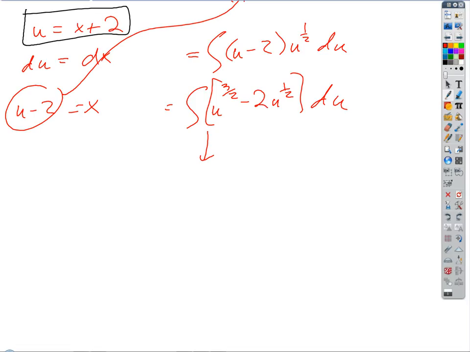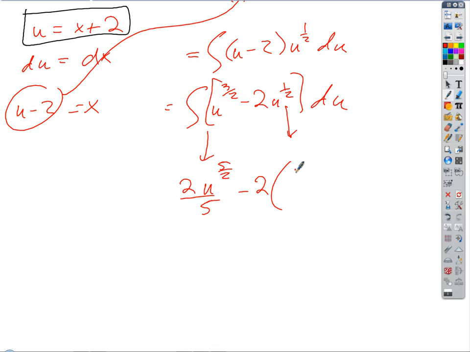Okay, so this one's going to give us u to the 5/2 over 5/2, which is the same as times 2/5, right? Minus 2 times the integral of u to the 1/2. What's that? U to the what power? 3/2. 1/2 plus 1, right? So that's going to give me minus 2 times 2/3. The 2 just stays there, right?